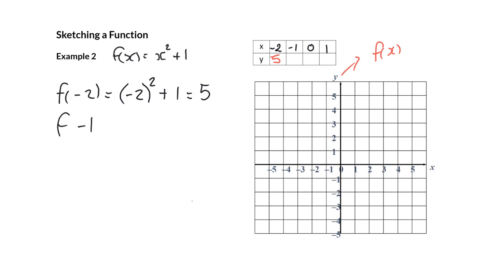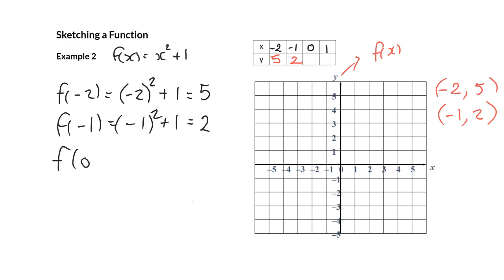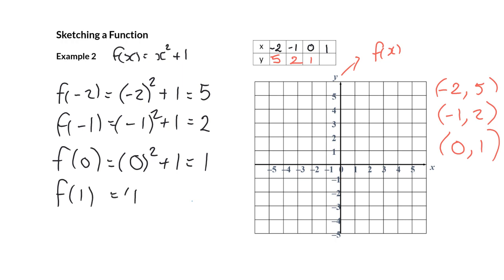So f of minus 1 is minus 1 squared plus 1. We have 1 plus 1 is 2. So the two coordinates we start off with are minus 2, 5 and minus 1, 2. We'll be able to fit in a few more this time. So if we take now f of 0, that will be 0 squared plus 1. So that's just 1. That's going to give us the third coordinate of 0, 1. And finally, f of 1. Going to give us 1 squared plus 1, which is 1 plus 1, which is 2. And we have the final coordinate, 1, 2. And we can plot these and sketch our graph.